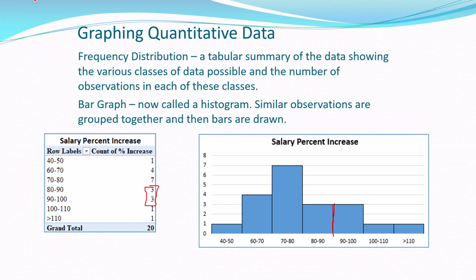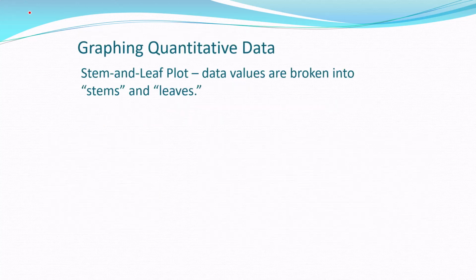The second quantitative graph that we want to consider is called stem and leaf plots. And this is one of my favorite definitions of all time. Here's my definition of a stem and leaf plot. Ready? Data values are broken into stems and leaves. Now, if you know what a stem and leaf plot is, that makes sense to you. You're like, yes, nailed it. Perfect. But if you don't have any idea what a stem and leaf plot is, this definition doesn't help you at all. So it's usually best if I show you a couple examples.